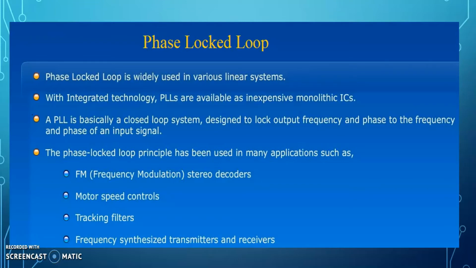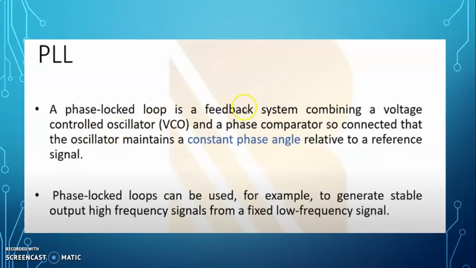The phase lock loop is a closed loop system. It is used to generate a constant output frequency signal from a fixed low frequency signal. A phase lock loop is a feedback system combining a voltage controlled oscillator and a phase comparator. They are connected so that the oscillator maintains a constant phase angle relative to a reference signal. Phase lock loops can be used to generate a stable high frequency signal from a fixed low frequency signal.